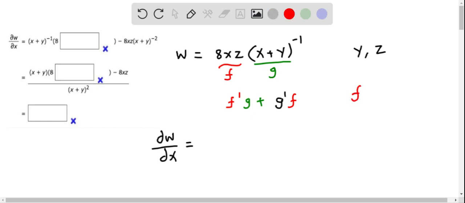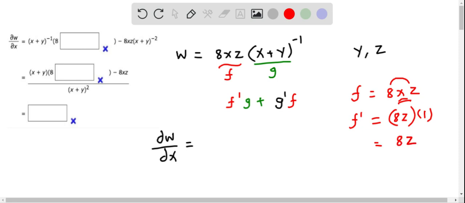We have f equals 8xz, and we find this partial derivative of f with respect to x. When we do that, we treat z as constant. So here we have 8 and z as constant, which means this will become 8z, and then we only find the derivative of x with respect to x, which is 1. So basically this becomes 8 times z, which we can substitute into the formula. Therefore this becomes 8z times g. So we replace g as it is, that is (x plus y) raised to the power of minus 1, and then we put plus.